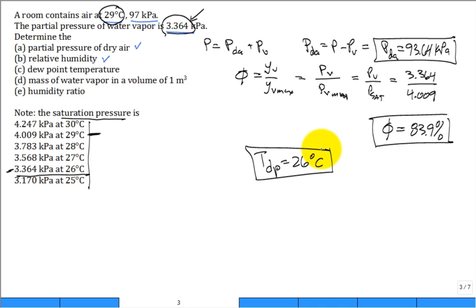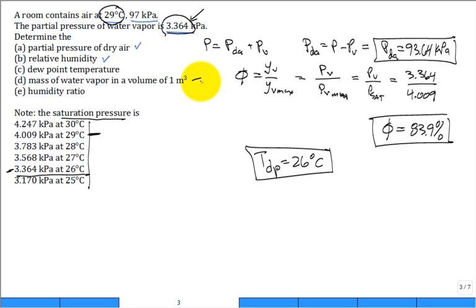That means conceptually, if I cooled that air from the original temperature 29 all the way to 26, it would finally become saturated air. If I tried to cool it to 25, water vapor would condense out. All right, and it would stay saturated air, but now it would be saturated air at 25 if I continue to cool it.